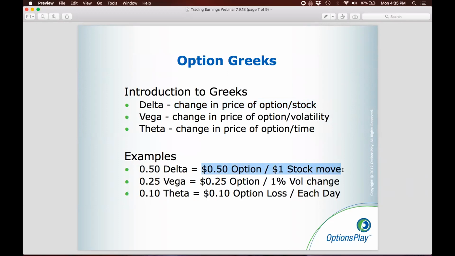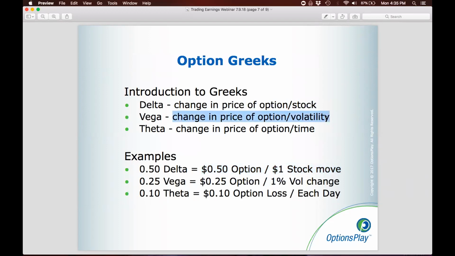So this is how you measure how much your option price is impacted by a significant move in the underlying stock. Delta tells you that, okay? Now, we also said there's 2 things working against you. You have volatility crush and time always working against you. How do you measure that? That's what vega tells you.